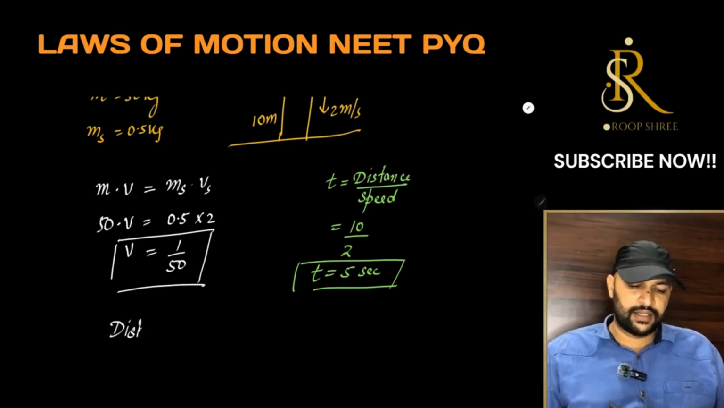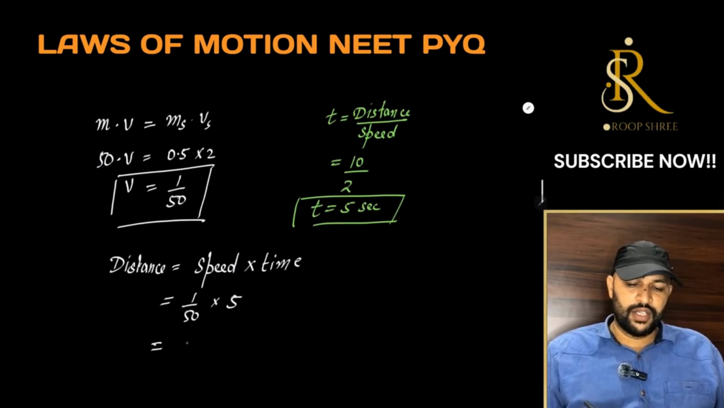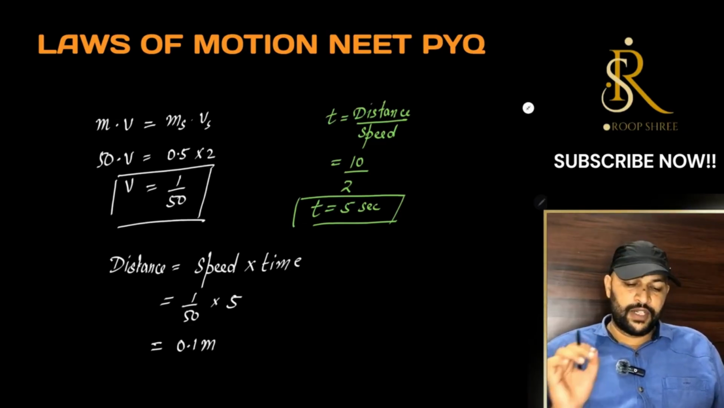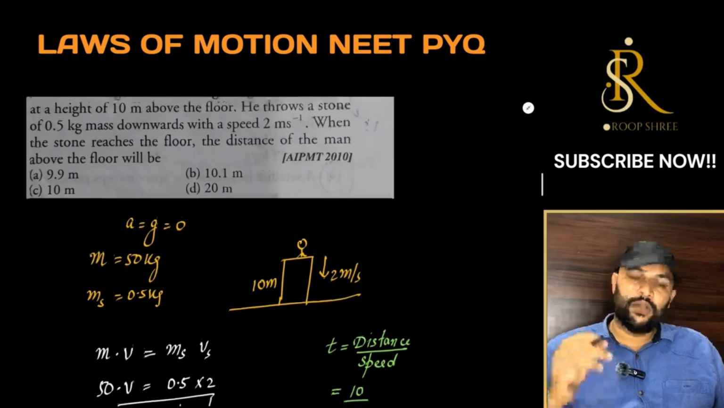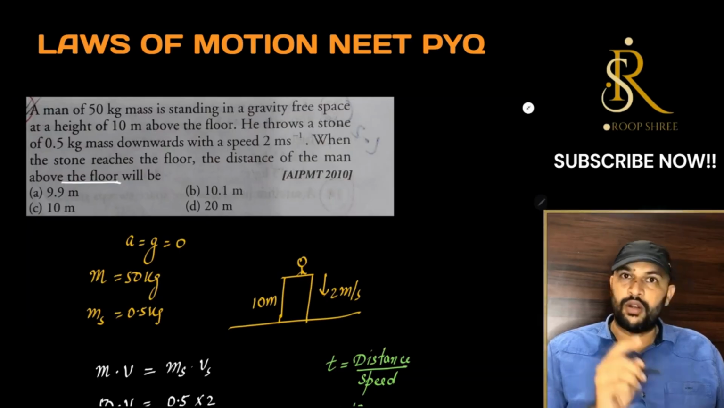Let's calculate the distance. So distance will be equal to how much? Speed into time. And speed is how much? 1 by 50 and time is how much? 5. So this will make it 5 by 50, which is 1 by 10, or 0.1 meters above the building. If it is going 0.1 meter above the building, the question is saying, let's read the question. When the stone reaches the floor, the distance of the man above the floor, not above the building.